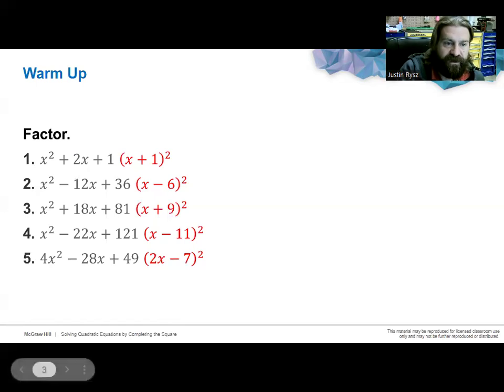All of these end with a plus. Doesn't matter what the symbol in the middle is, we can cut it in half and square it, except for this last term here, because we have a number in the front.